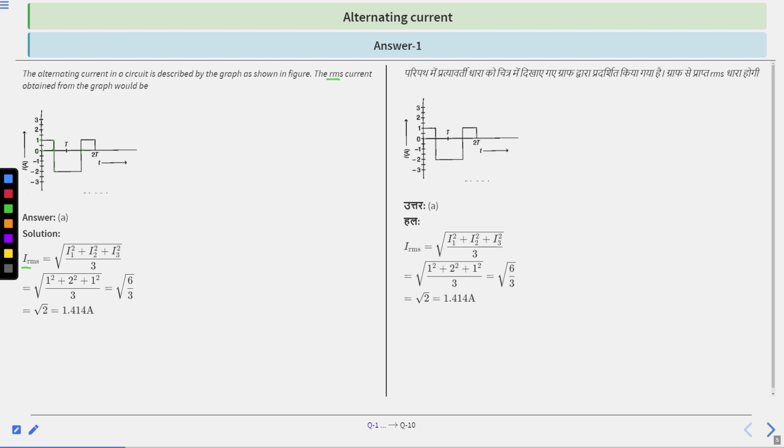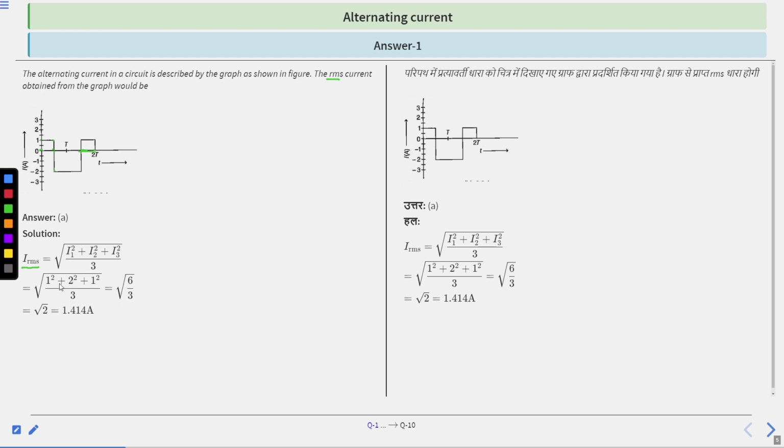So for the RMS current, under root, I1 is 1, so 1 square, I2 is 2, so 2 whole square, plus I3, here to here, is 1, so 1 whole square. So we have to find the RMS, the root mean square. Root, this is root, mean, then square. Clear? So this is the root mean square current.